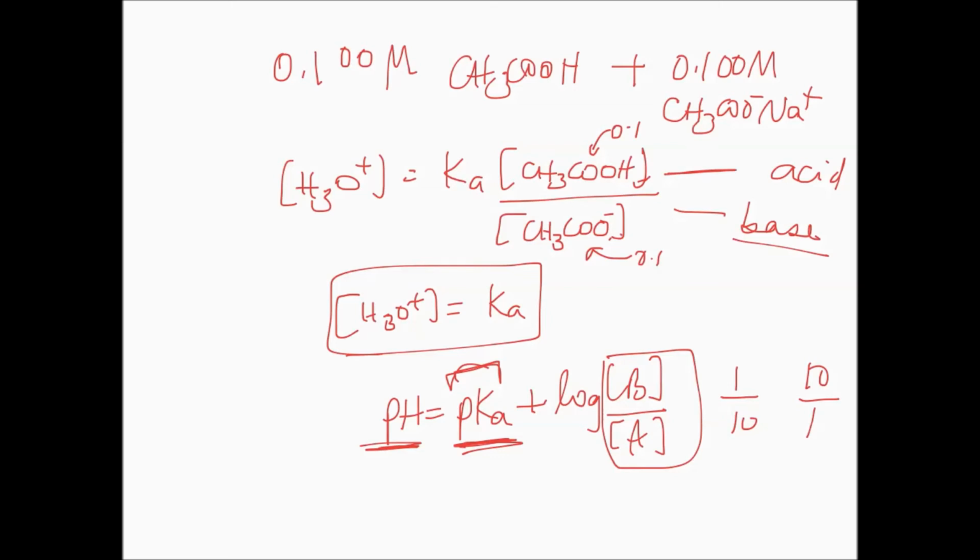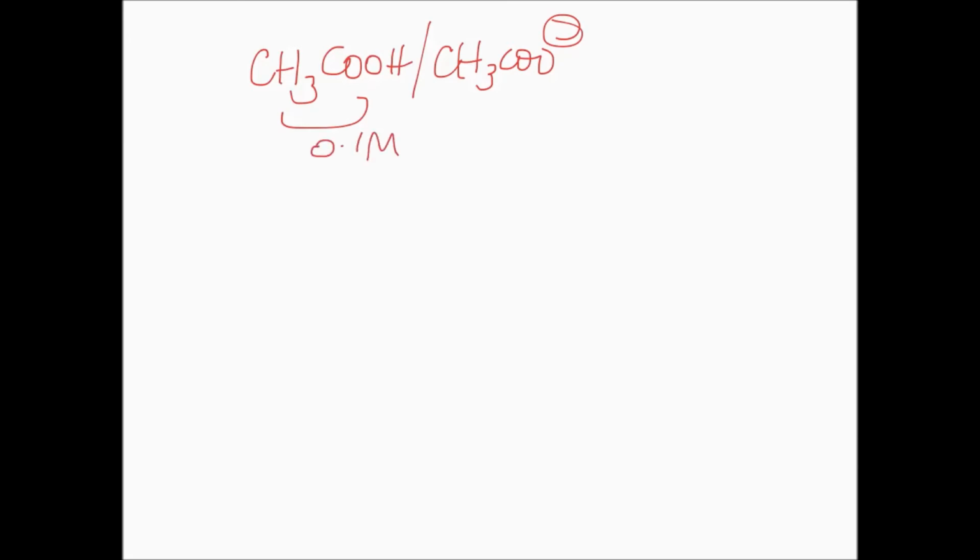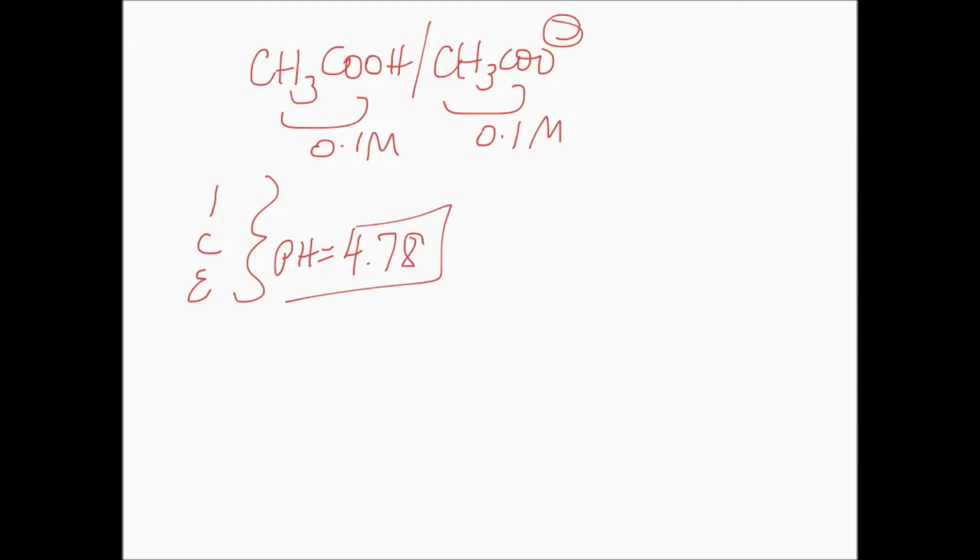buffer. Now we did a buffer earlier. We studied CH3COOH, CH3COO minus, where both of these were 0.1 molar, and we had determined mathematically using the ICE method, we had determined the pH to be 4.78, I think was the pH. I want to see if we can apply the Henderson-Hasselbalch to determine the pH of this buffer. So pH is equal to pKa plus log of base over acid.